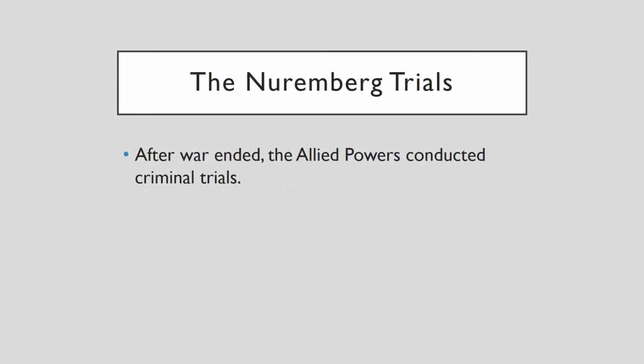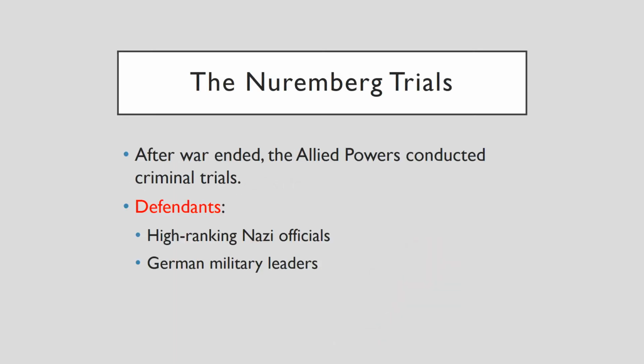After the war ended, the Allied powers conducted criminal trials. The defendants were high-ranking Nazi officials and German military leaders, and the judges were from the Allied side. And the defendants had defense counsel, and there were also prosecutors, just like in any other criminal trial that you may be familiar with.